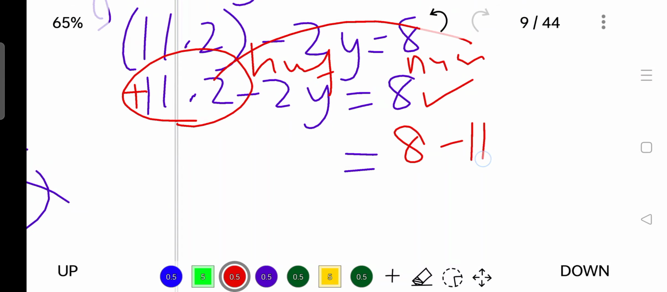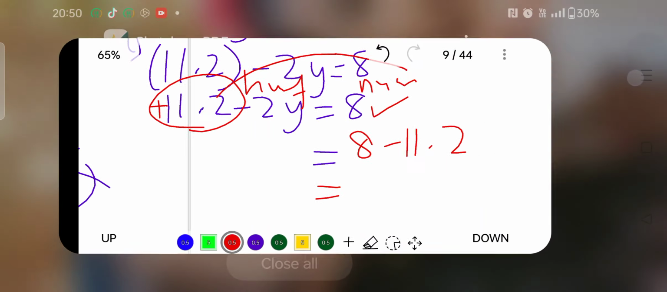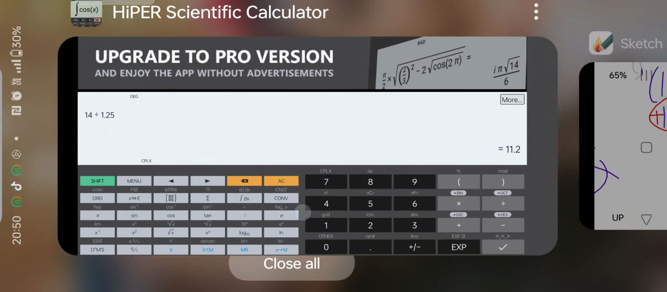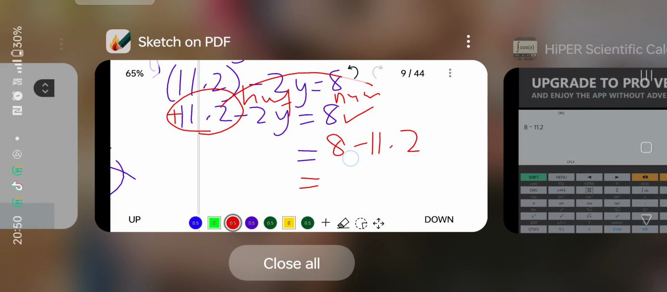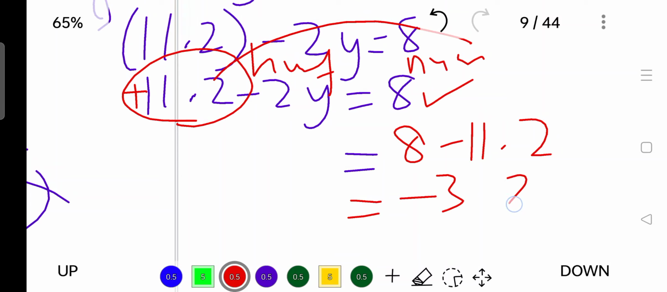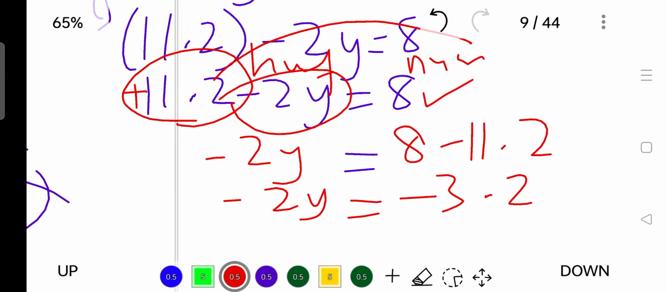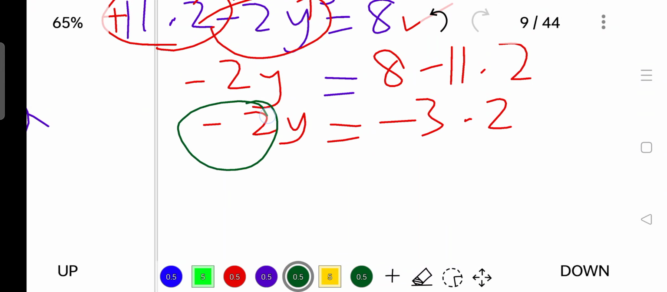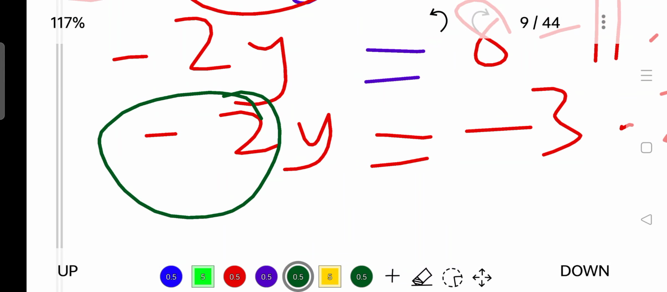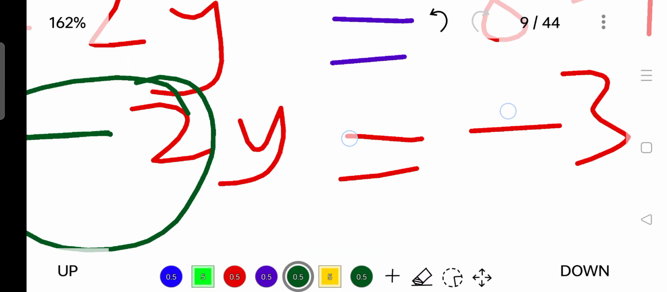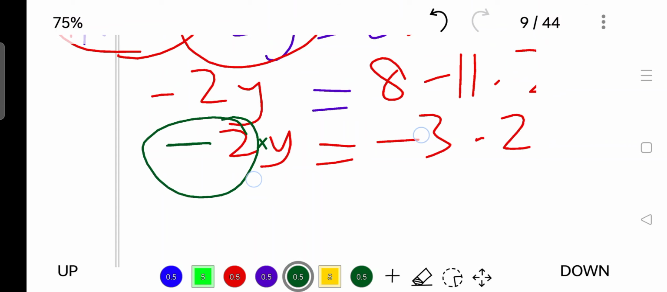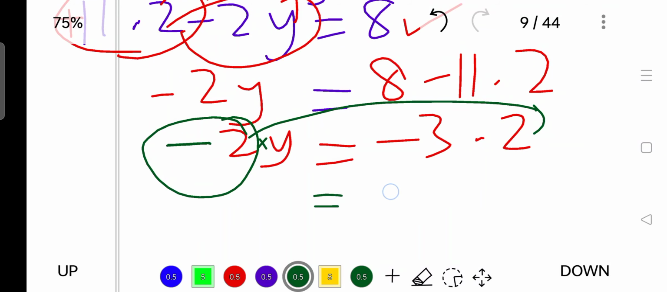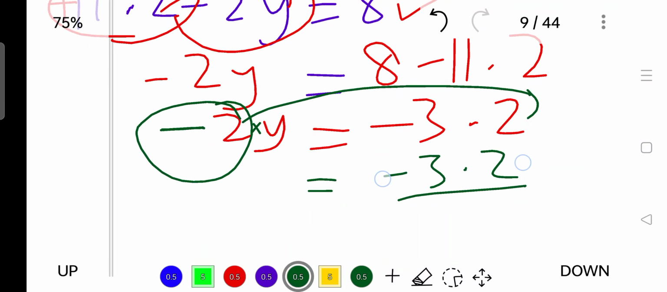8 minus 11.2, let us express that in our calculator. I got negative 3.2. So the remaining negative 2y, I just bring it down. And now I don't want to see this negative 2. But be careful, people. This is not tolak, right? This is a husband and wife, which is tied up with a times. So when I bring this negative 2 over there, it'll become divide, right?